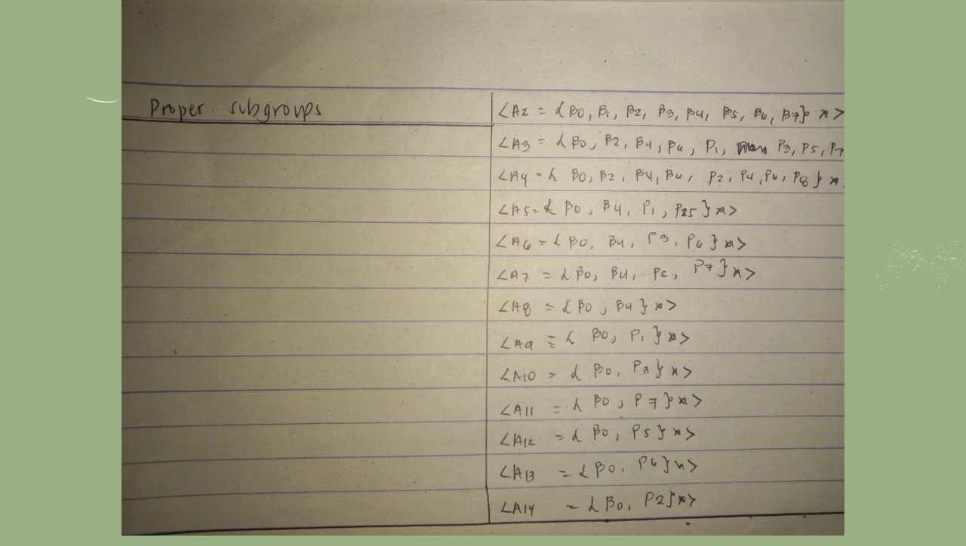We have A sub 2 is equal to beta sub 0, beta sub 1, beta sub 2, beta sub 3, beta sub 4, beta sub 5, beta sub 6, and beta sub 7. A sub 3 is equal to beta sub 0, beta sub 2, beta sub 4, beta sub 6, p sub 1, p sub 3, p sub 5, p sub 7. We have A sub 4 is equal to beta sub 0, beta sub 2, beta sub 4, beta sub 6, p sub 2, p sub 4, p sub 6, and p sub 8, and so on and so forth.